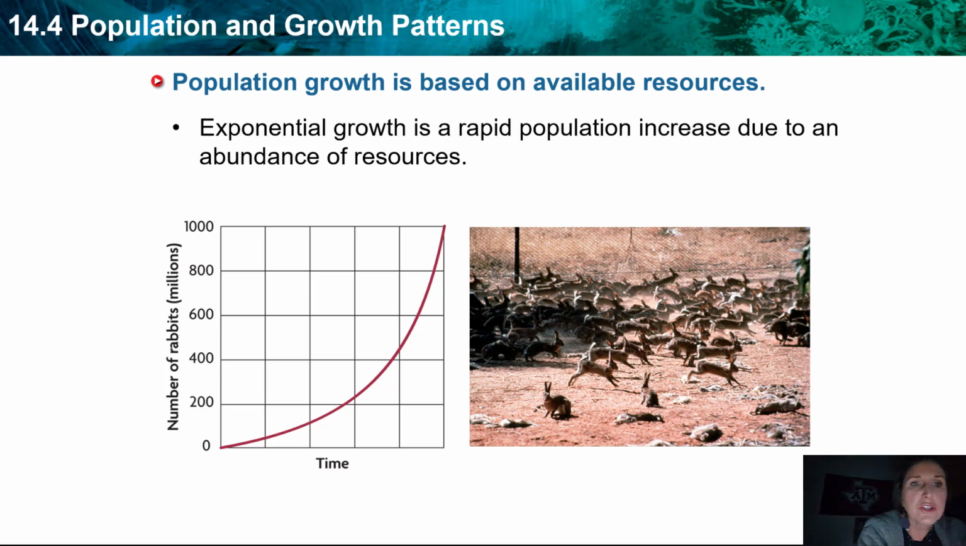And that is due to the abundance of resources. So they have everything they need: food, water, shelter, space, mates to mate with, low predation. In other words, they don't have something coming after them and killing all their babies. So a lot of their babies are making it to adulthood, right? So this is great, excellent resources.